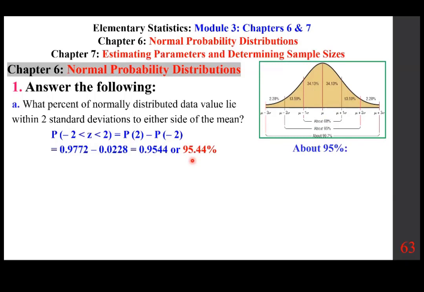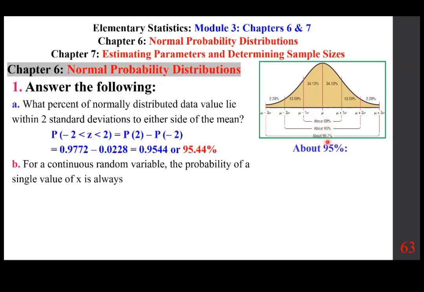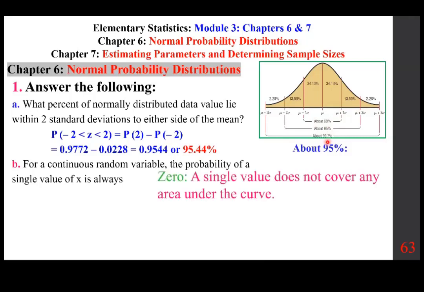I hope you remember when we start from the mean and we go 1 standard deviation on each side, we cover about 68%, 2 standard deviations, 95%, 3 standard deviations, almost everything, 99.7%. For a continuous random variable, the probability of a single value is always 0. The reason why, because a single value does not cover any area. Remember, the area under the curve represents the probability, the total probability, which is equal to 1, on each side, 0.5.